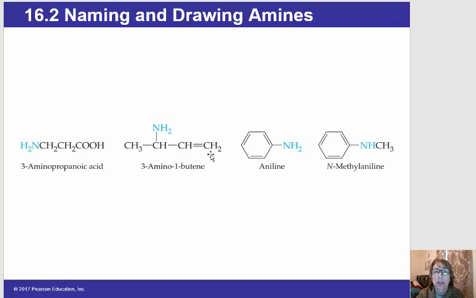Alkenes also take precedence over the NH2 group. So this compound here is called 1-butene 3-amino. And again, the alkene has precedence over the numbering. We always give the alkene the smallest possible number.